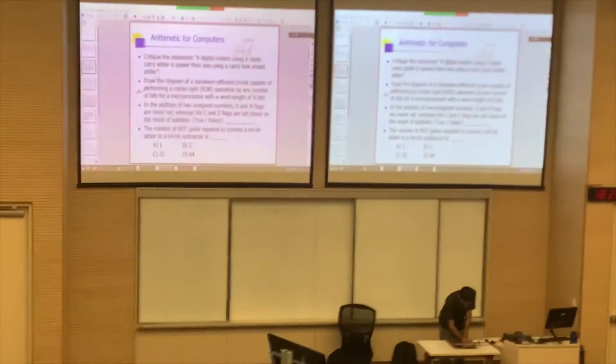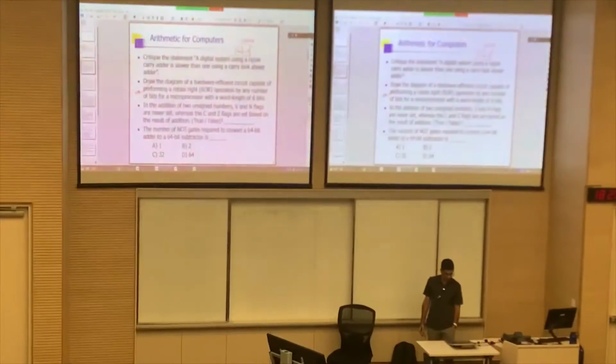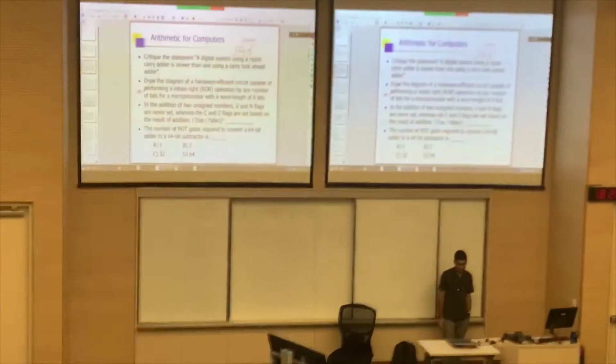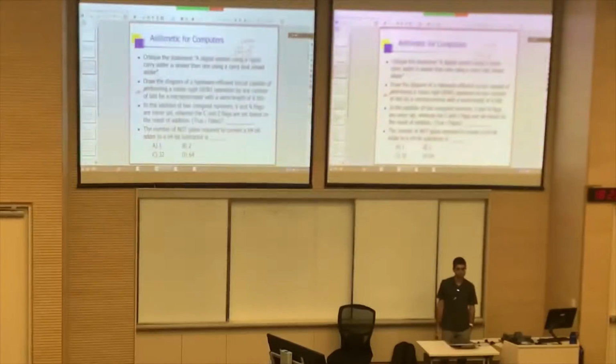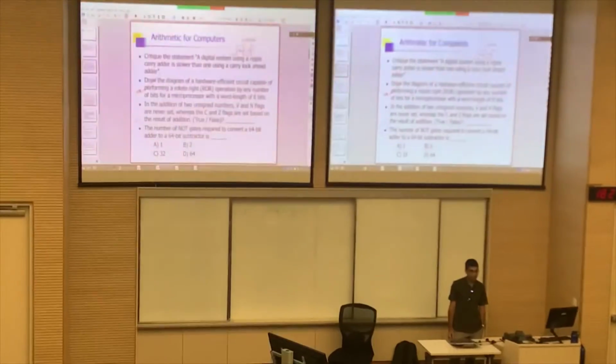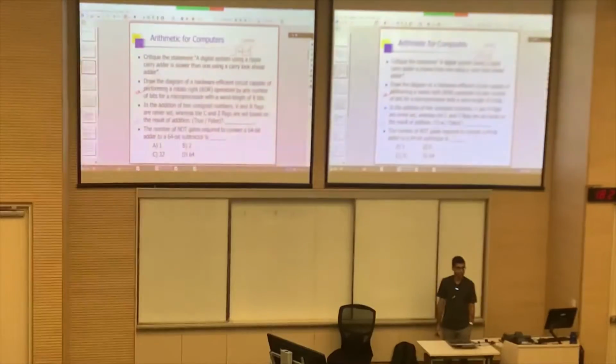Now, in the addition of two unsigned numbers, V and N flags are never set, whereas C and Z flags are set based on the result of addition. Is it true or false? V and N flags are never set. C and Z flags are set based on the result of addition.